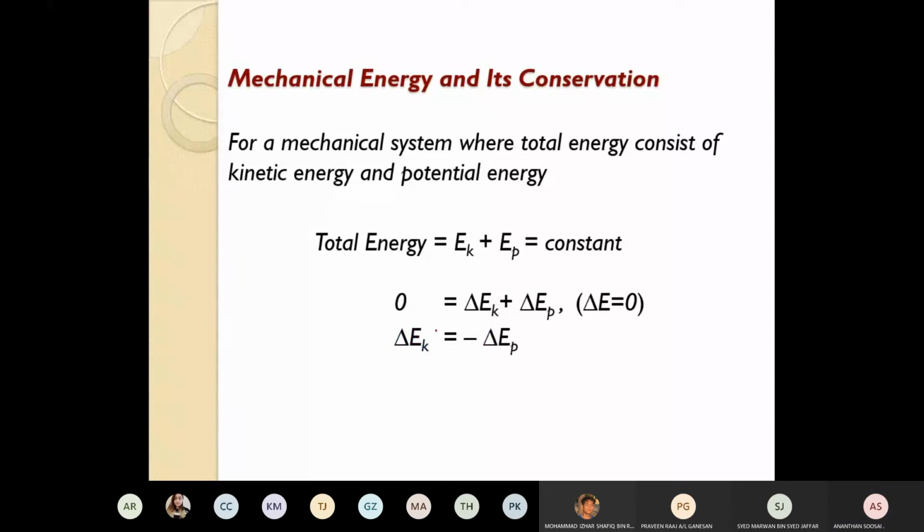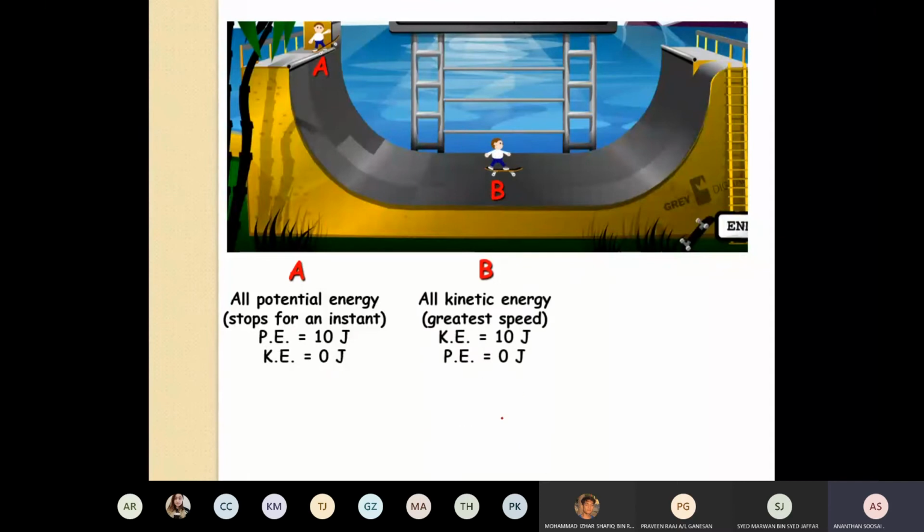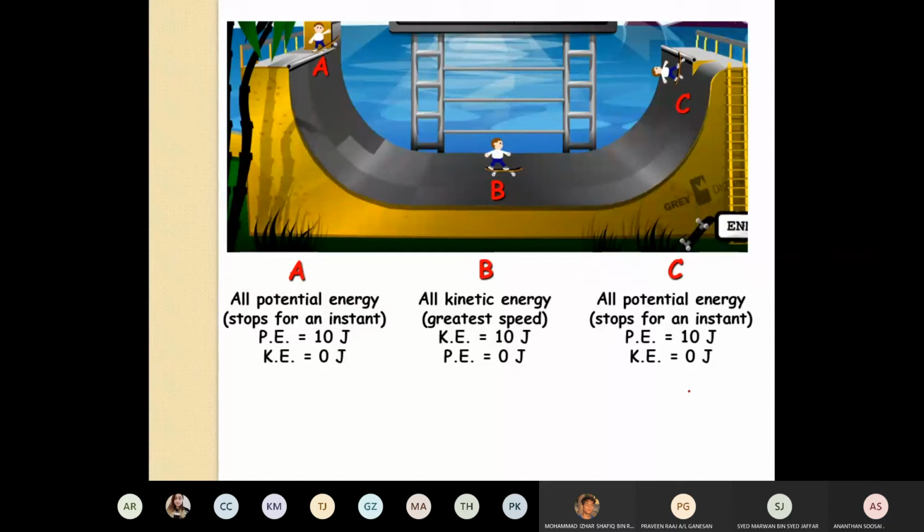So yeah, if Ek rises, Ep drops by the same amount. Like here, at A, all in the form of potential energy, 10 joule, 0 joule kinetic. When you come to the bottom, the other way around happens. Kinetic energy becomes 10, potential becomes 0. When you go back to the top, of course, potential gains 10 joule and kinetic 0. So mechanical energy is conserved with one assumption: no air resistance, no friction on the track. Then this can be concluded.